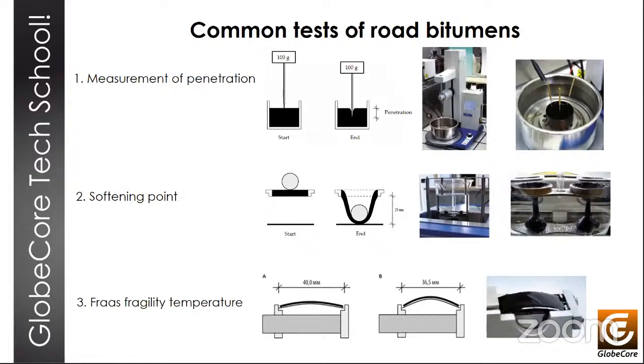So we've talked about some of the parameters of bitumen. Now let's overview how these parameters are tested. On this slide, you can see the common tests performed on the road bitumens. And these are penetration, softening point, and frost brittle point. And in terms of physical and chemical parameters, bitumen must comply with the requirements and norms specified in the standards to be used in production. Next slide, please.